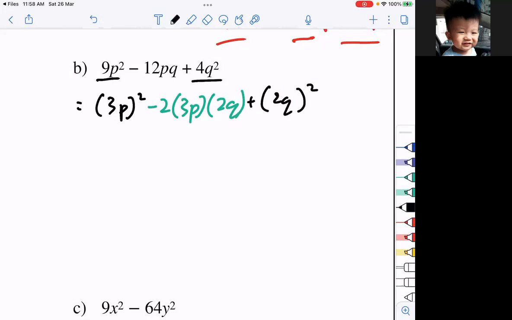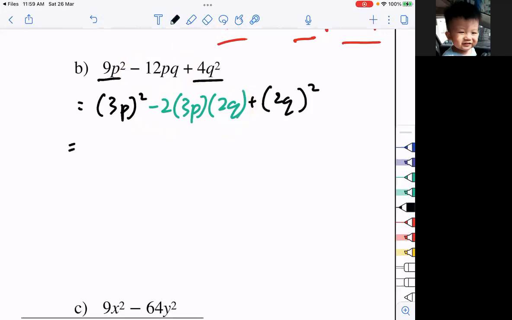Right? Because if it is exactly the second formula, you can see it. Right? Follow me. a squared minus 2ab plus b squared, where my a is 3p, my b is 2q lah. Is this beautiful? Is this perfect? Is this part really negative 12pq? It is. So it's wonderful. We have the answer already.